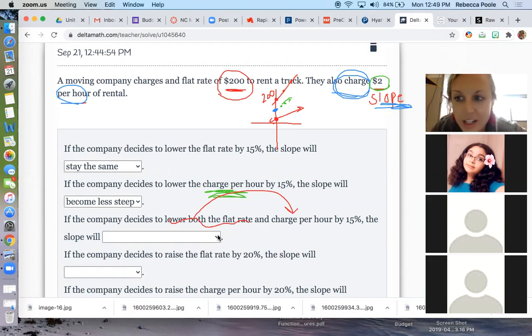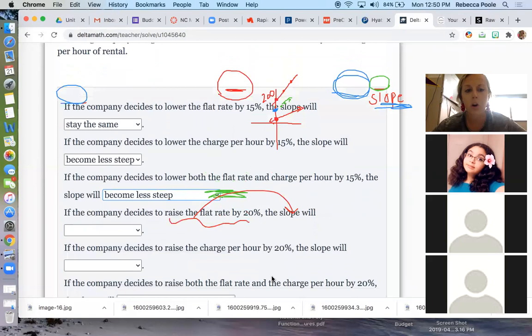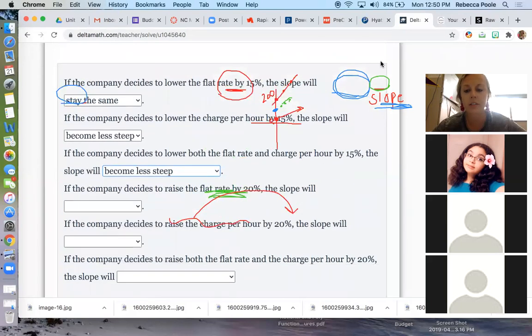If we lower the slope, does it become more steep or less steep? Less steep. I'm worried because some of you don't get it, and y'all aren't answering.